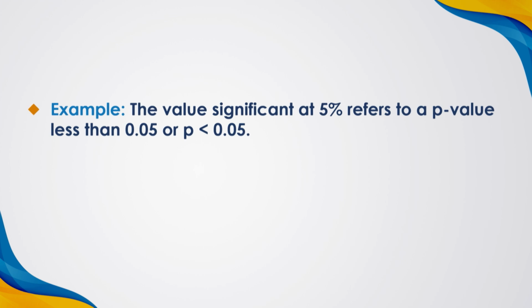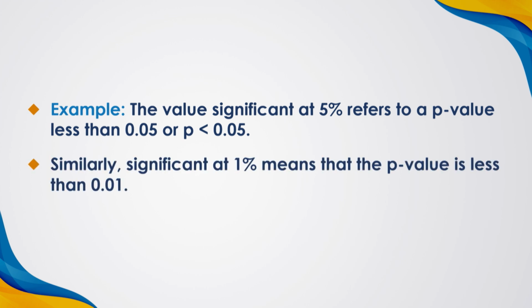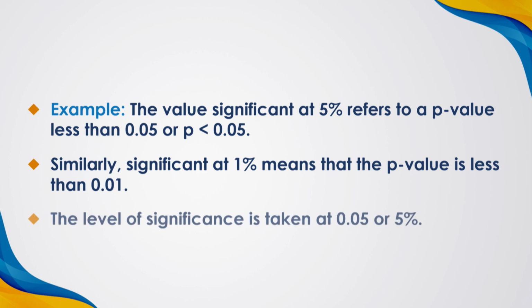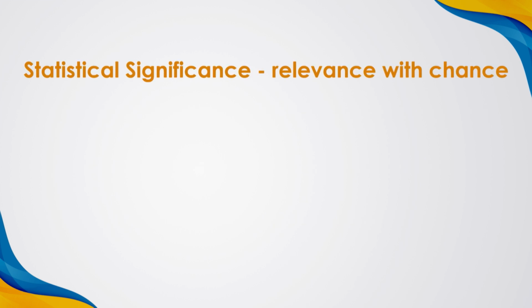Now, coming to examples of the p-value: significant at 5% refers to a p-value less than 0.05, or p < 0.05. Similarly, significant at 1% refers to p < 0.01, while the level of significance is commonly taken at 0.05 or 5%.